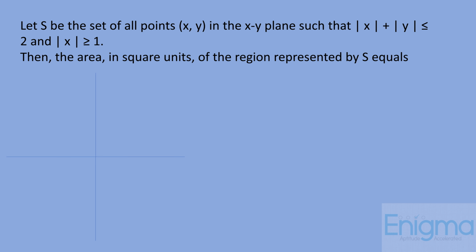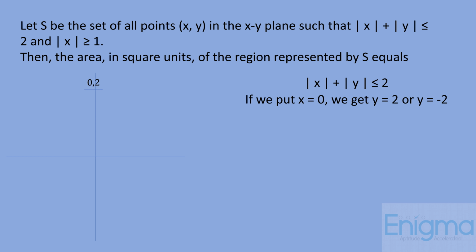Now let's see the first equation: |x| + |y| ≤ 2. If I put x equal to 0, we get y equal to 2 or y equal to minus 2. So we can write it down on the graph. If we put y equal to 0, we get x equal to 2 or x equal to minus 2. Again, we can write this down on the graph. So we have these 4 points. If we join them, we will get a square like this.